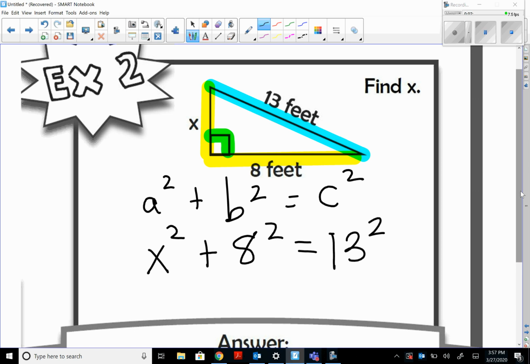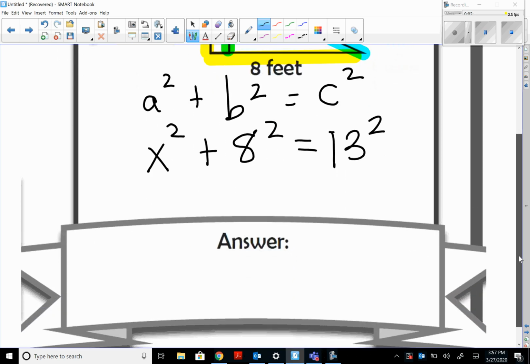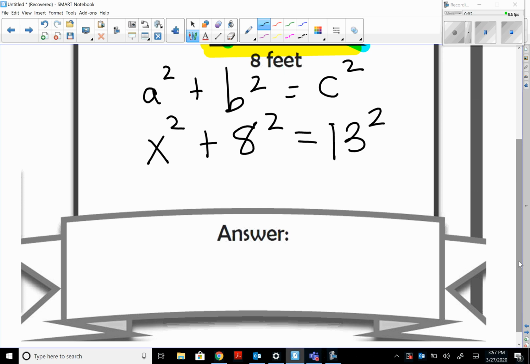This time the solving of the equation is a little bit trickier, but not too much trickier. You're going to solve this equation the same way you would any equation, following order of operations. So let's go ahead and figure out what is 8 squared. 8 squared is 64 because it's 8 times 8. And 13 squared is 169.